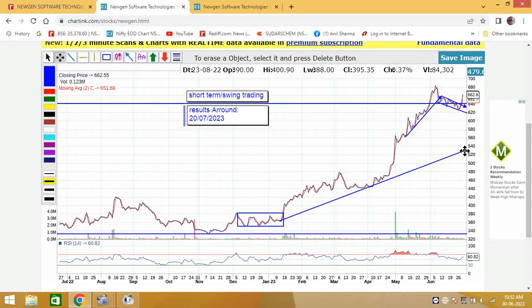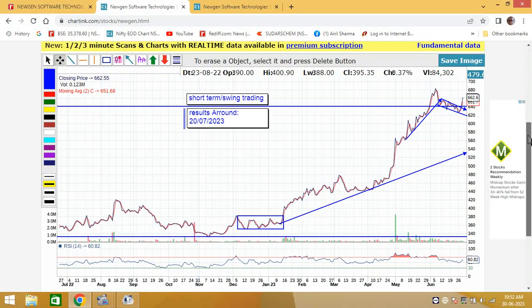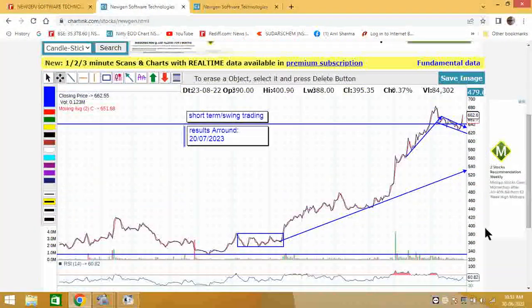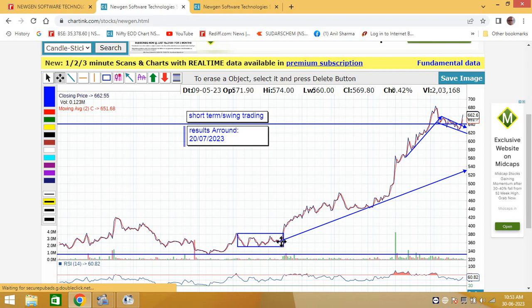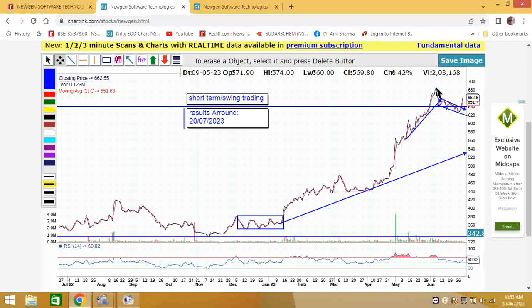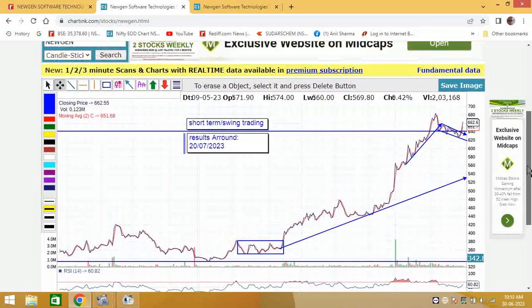Now, what is happening at present? At present, friends, I must tell you that I have taken a 1 year daily chart, right? So first of all, the arithmetic that we have drawn has already given 100% in roughly about 5 or 6 months time. Okay, now from 340 it went up to 680, so it has given exactly 100% in a couple of months.